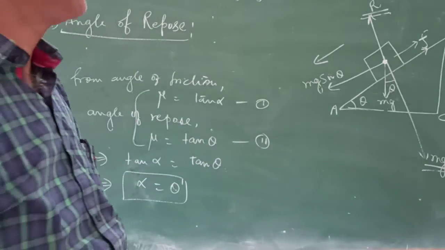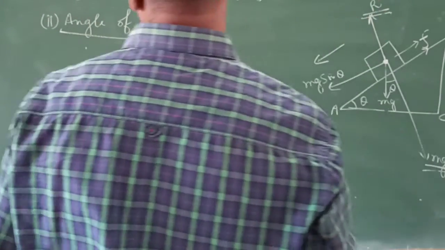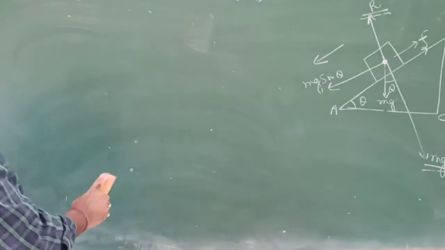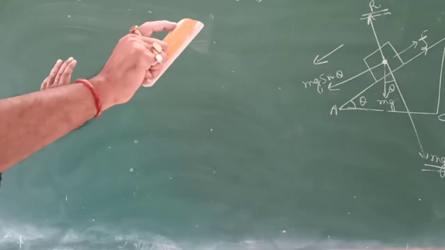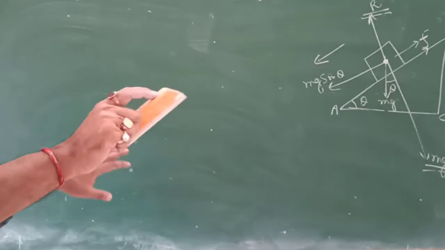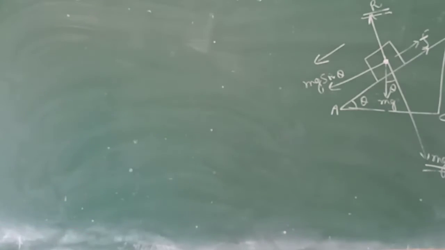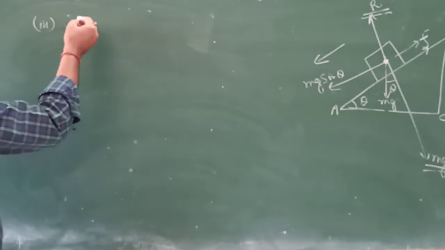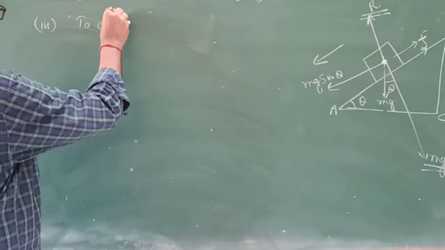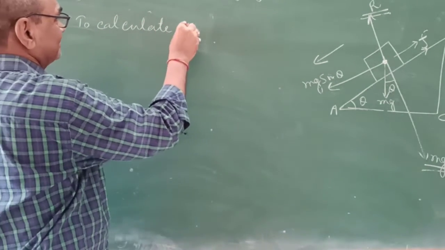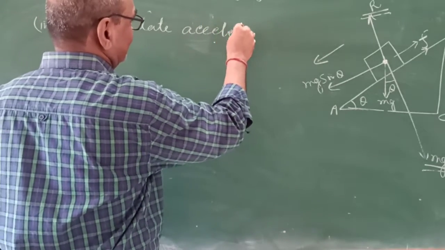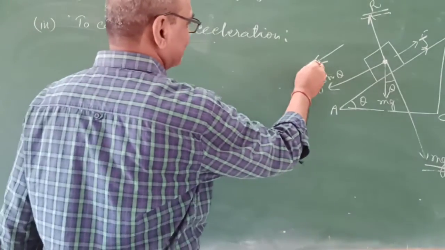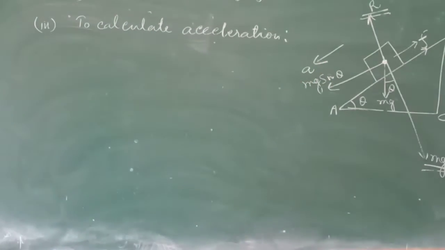Now we can derive how much acceleration is produced, with the same diagram. This is the third point. You see, from the same diagram I will not do anything else. Only the third point: to calculate the acceleration of the block. Let a be the acceleration of the block.